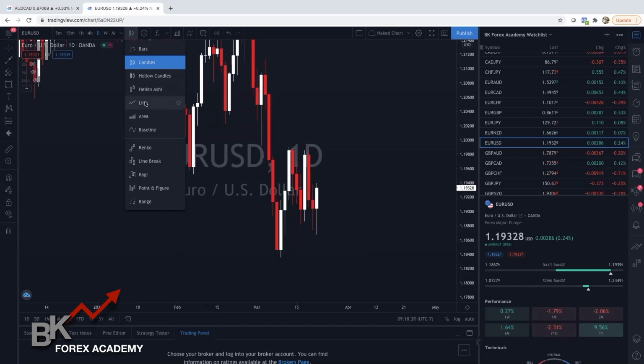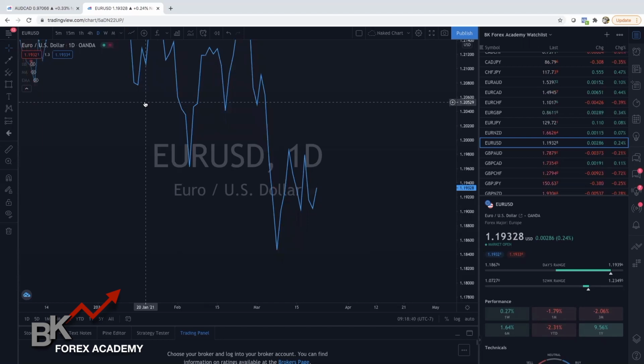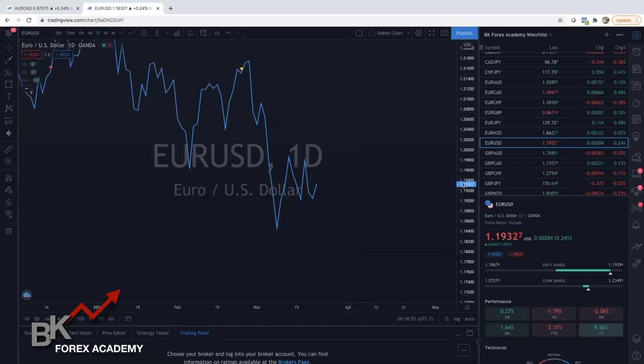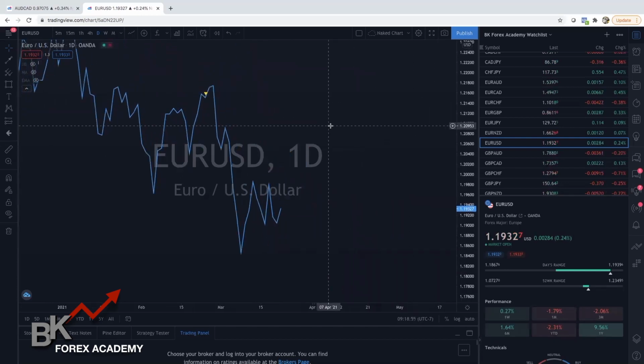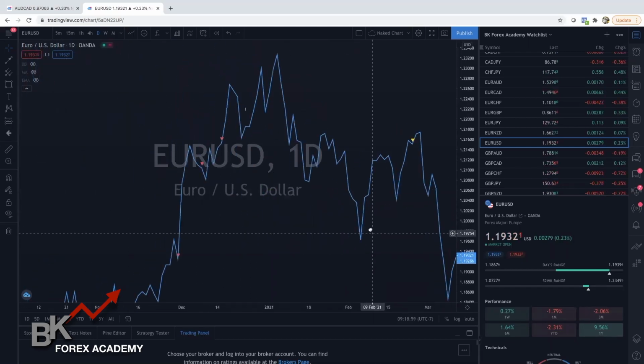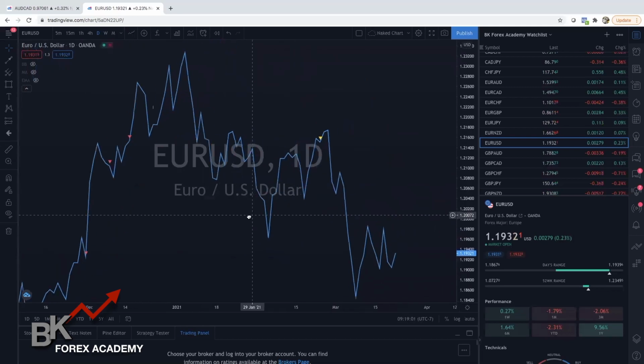So let's look at a line chart, for example. So this is a line chart, and line charts are drawn from the closing prices each day, and they form a single line across your chart. You can see on my chart, I have a daily chart line format of Euro USD. So line charts can be helpful tools because they help you see the big picture. So you can see here, you can just see the price action very clearly, right?